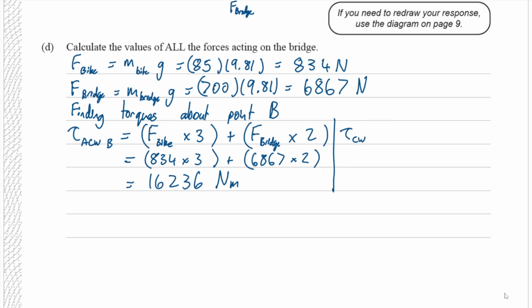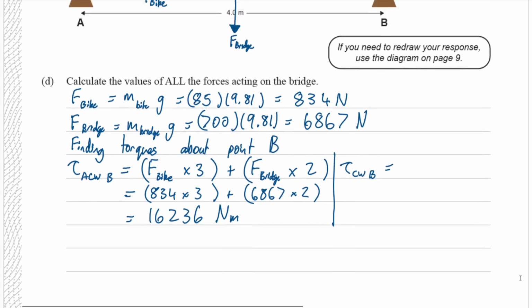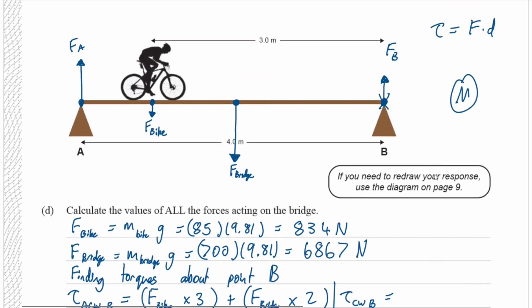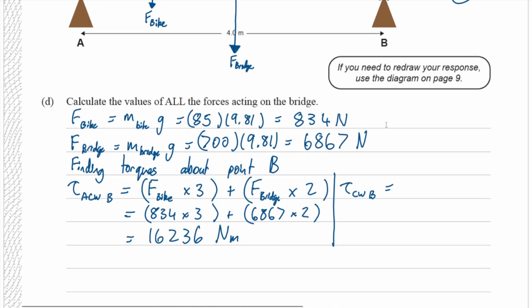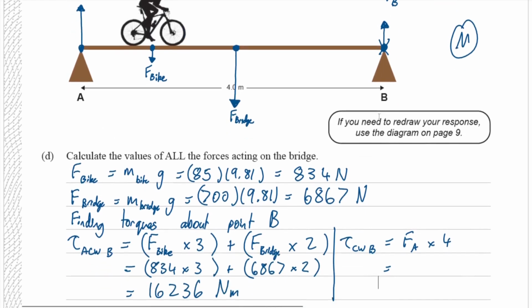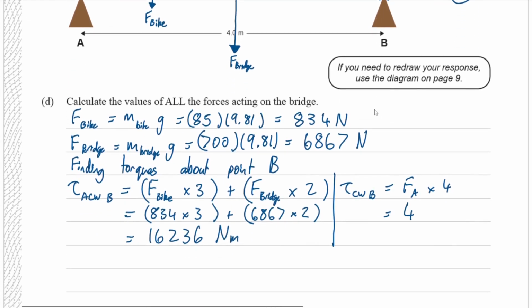Let's do the clockwise direction about B. Now the force at B, since it is at B, it's a distance of 0 from the point, so it doesn't contribute to the torque. So the only other force acting up is FA, which is 4 meters away. So FA times 4 meters, well, do we know what FA is? No, we don't, so we'll just leave that as 4FA.